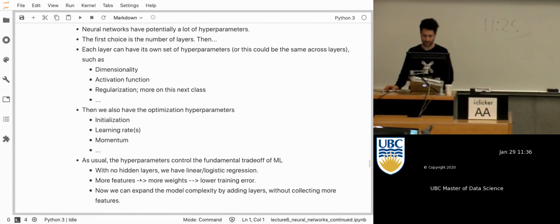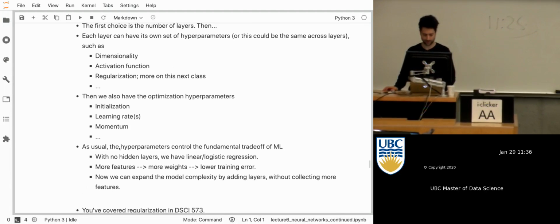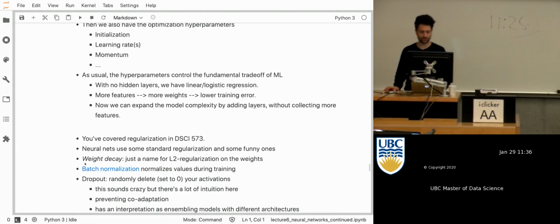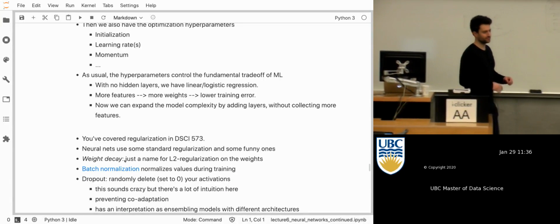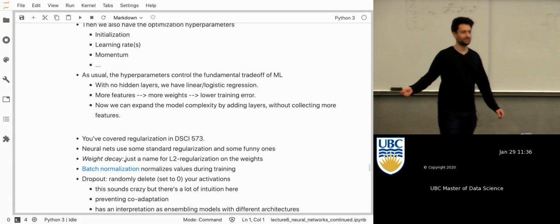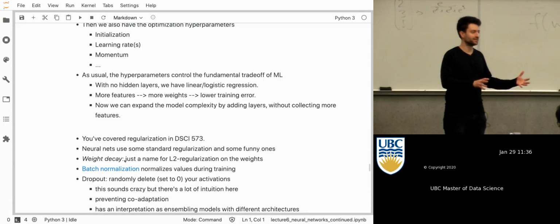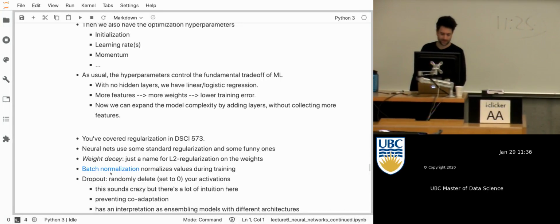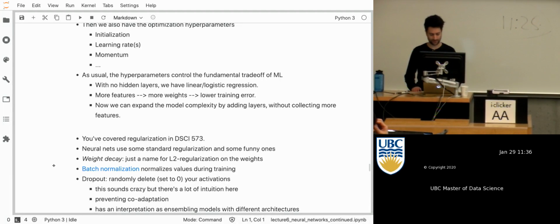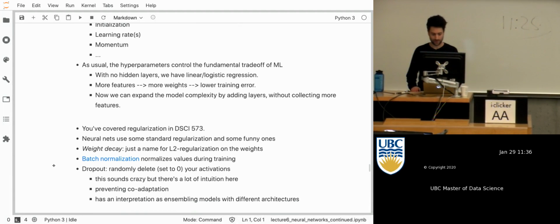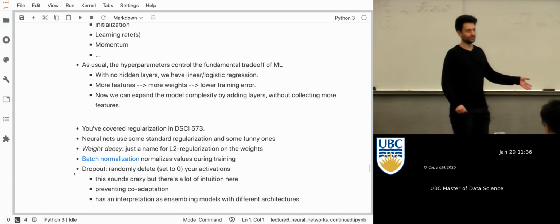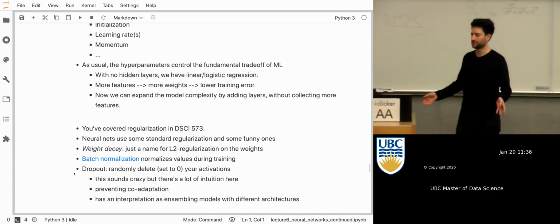And controlling the fundamental trade-off: regularization. There are some weird names. Weight decay is just the name that people use for L2 regularization when they're talking about neural networks. Go figure. So there's some terminology to work through. Batch normalization was a popular thing a few years ago. I mentioned dropout. We just don't have time to go into detail on all of these, but if you're interested, I encourage you to learn about them.